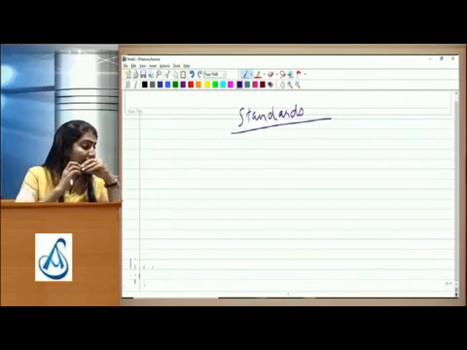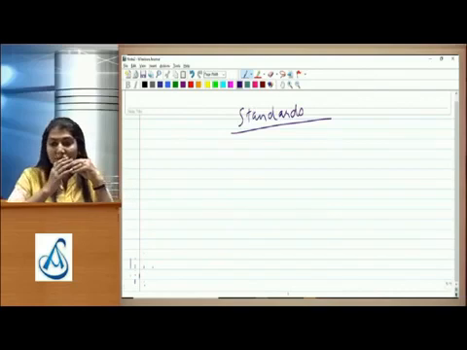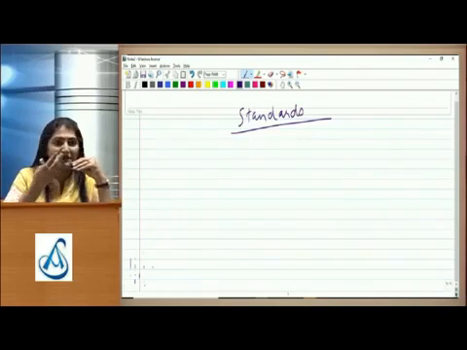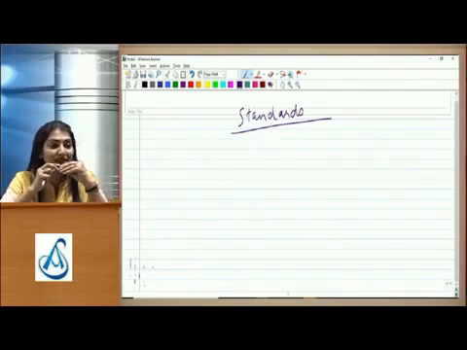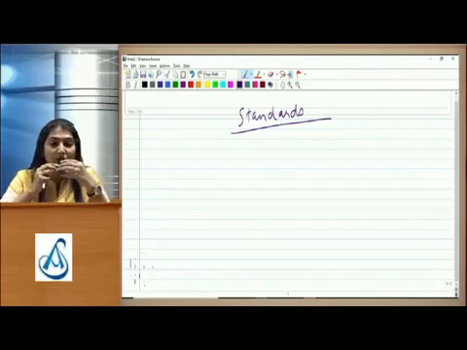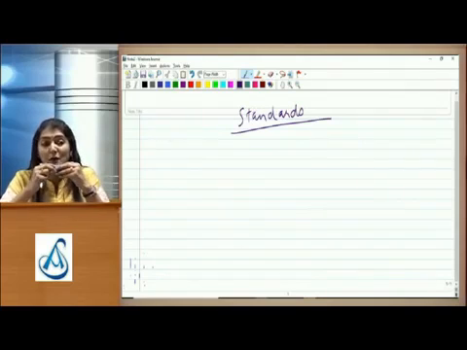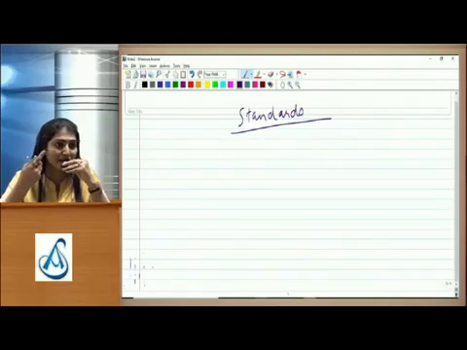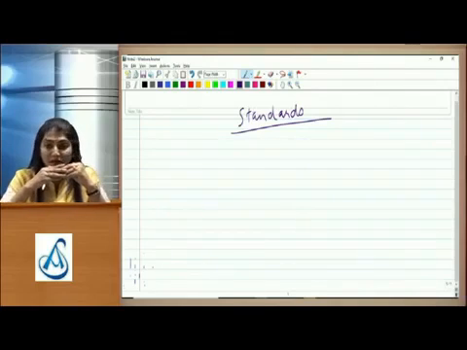Yes, I don't see the notes being provided to you yet, so I think the admissions or whatever are yet to be completed. But still I will start with these standards right now. Probably the questions I'll start discussing from the question bank once the notes are with you.